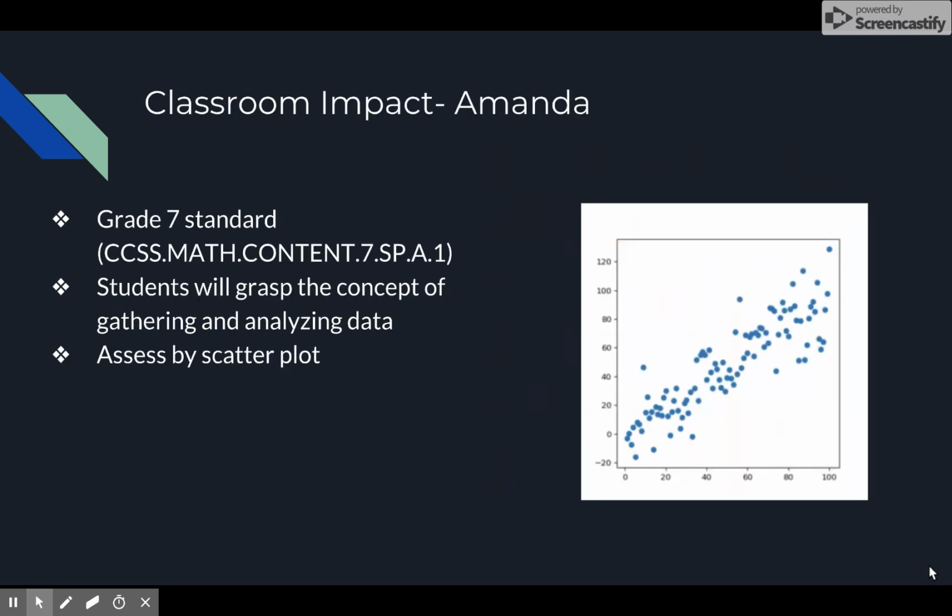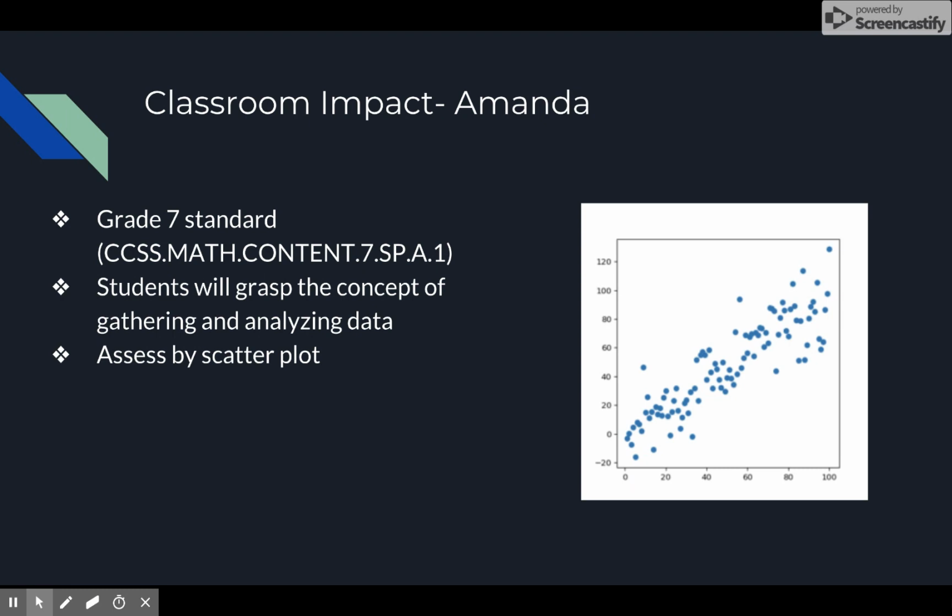So for our classroom impact, one of the Common Core standards for 7th grade math, as shown in this standard here, is to use random samplings to draw inferences about a population. So because of this practicum, I am able to better help my students grasp the concept of gathering and analyzing data. So to do this, I would create a lesson based on gathering and analyzing various sets of data.